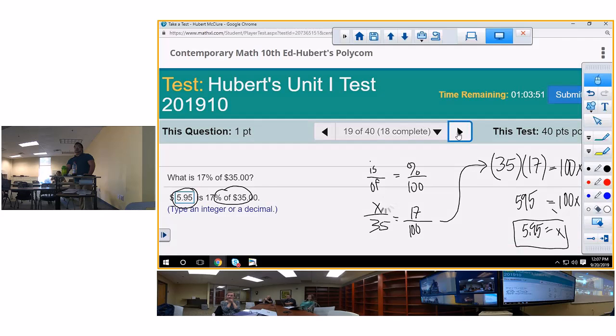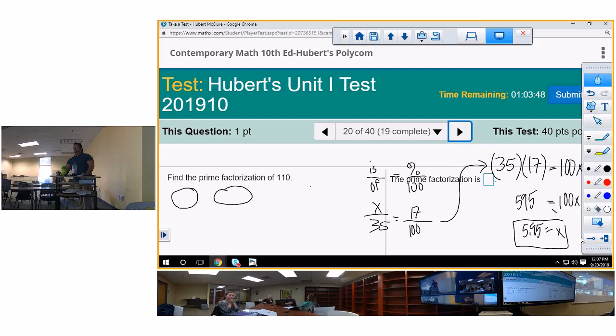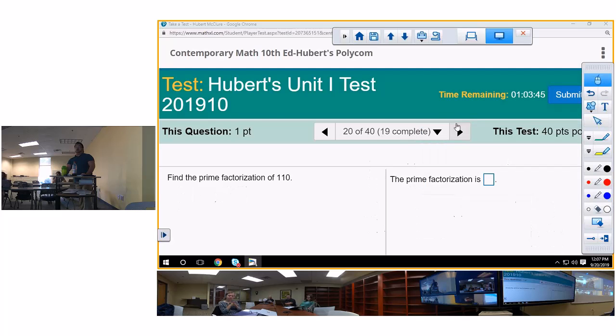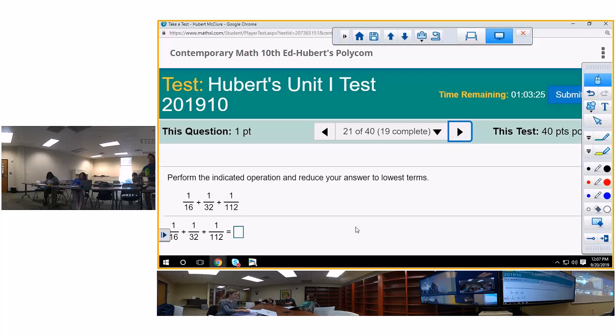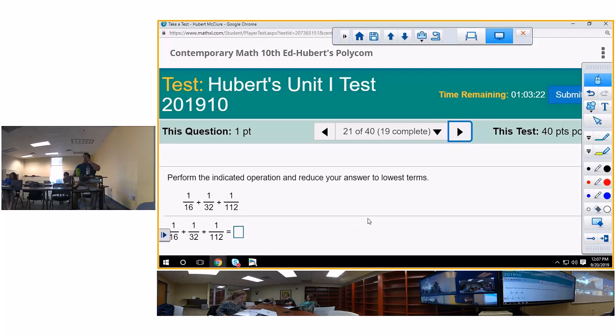Okay, this is what I want you to do. I want you to write down the questions so you can work them for homework, okay? Just put prime factorization 110. That's the question. Prime factorization 110. Okay, write that one down. That is adding fractions. 1/16 plus 1/32 plus 1 over 112. And y'all can watch these on the video and pause them if you need to. I want to try to get through all of them.